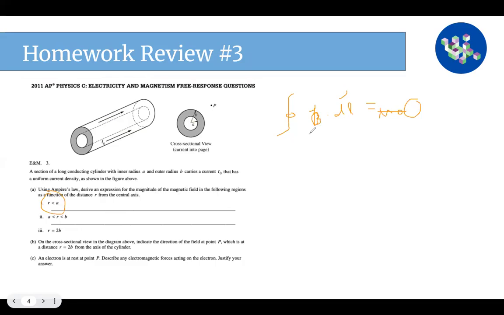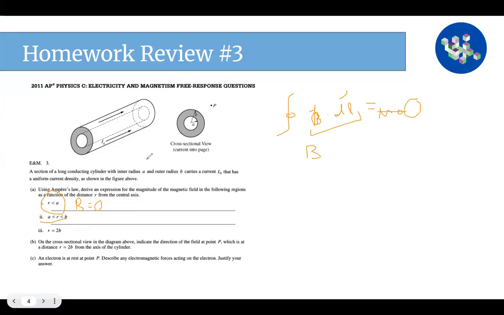And because I know that B and dl are in the same plane, there's a magnetic field, but it's always perpendicular to my dl. It's just that there's no magnetic field at all. So I can just say that in the region where r is less than A, my B would always equal zero. And it makes sense because you're not enclosing any current. And it's sort of like the shell principle when you have electricity, right?